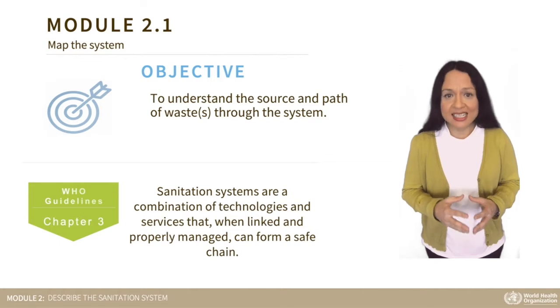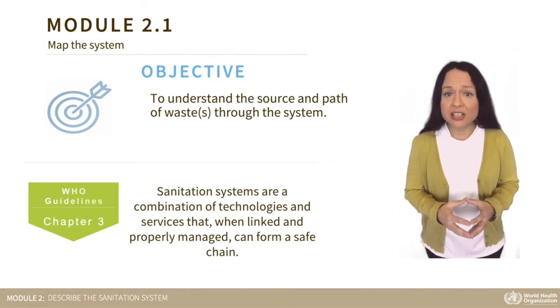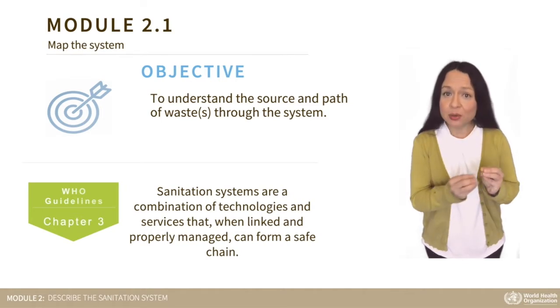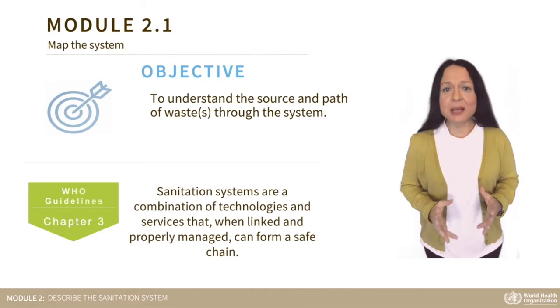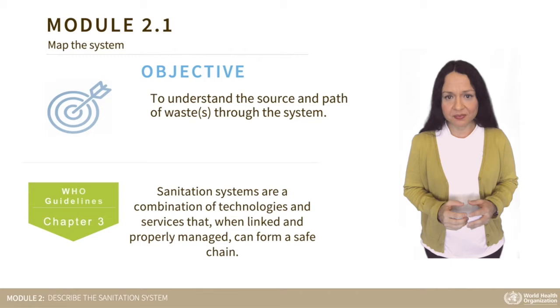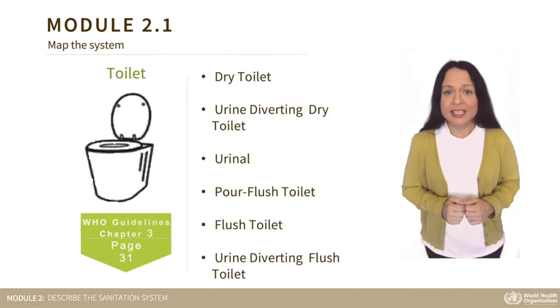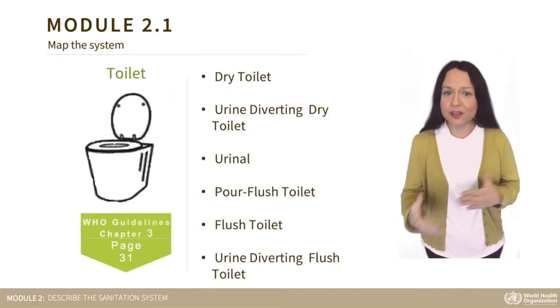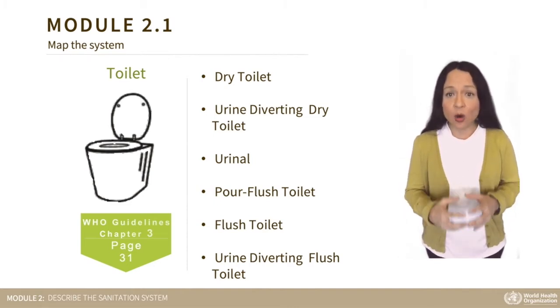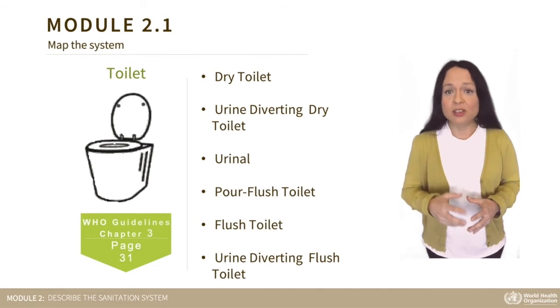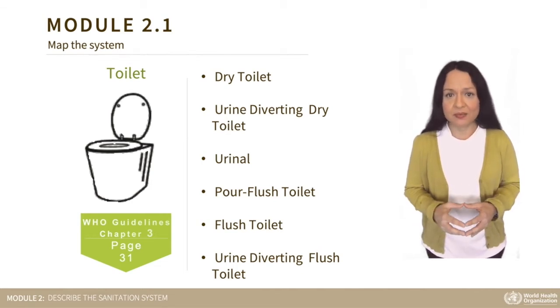According to it, sanitation systems are a combination of technologies and services that, when linked and properly managed, can form a safe chain. The steps of a sanitation system are: toilet. This is the user interface with the sanitation system, where excreta are captured and can incorporate any type of toilet seat or latrine slab, pedestal, pan, or urinal. Examples are dry toilets and flush toilets.